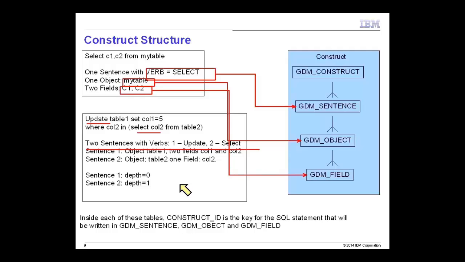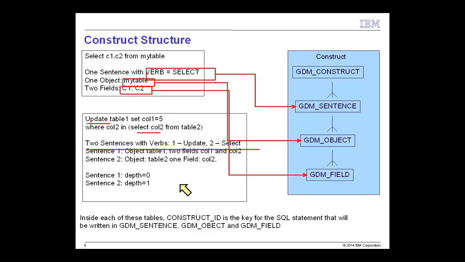The first one has one object, which is table 1, and two fields, column 1 and column 2. Note that column 1 is the field that we are setting a value for. Column 2 is used in the condition. But both are fields used in that sentence, the sentence that belongs to that construct. The second sentence is the select, and is on table 2, and has one field, which is column 2. In this case, sentence 1 has depth 0, and we have only one sentence of depth 1.